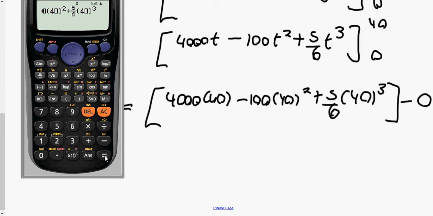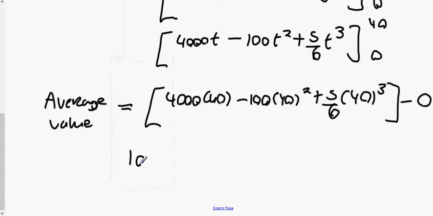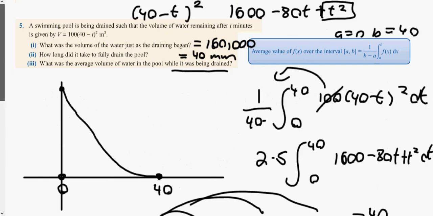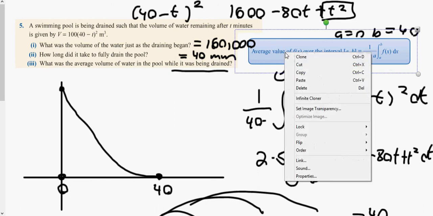And so what we get here is 160,000 all divided by 3, which is the correct answer, or 53,333 and 1/3. But I'm going to keep the answer as 160,000 over 3. And it's going to be measured in meters cubed. Okay, so that is question 5 done.